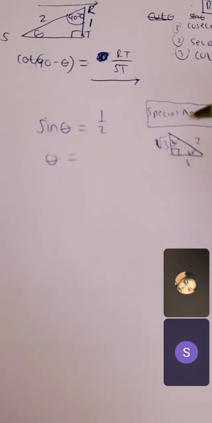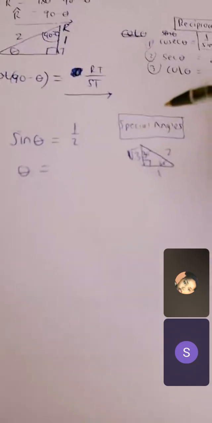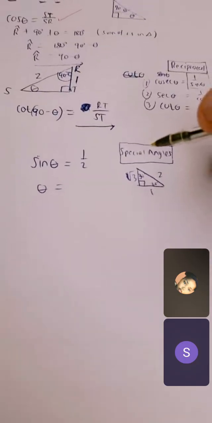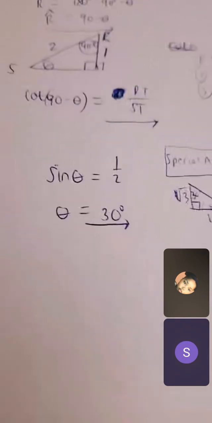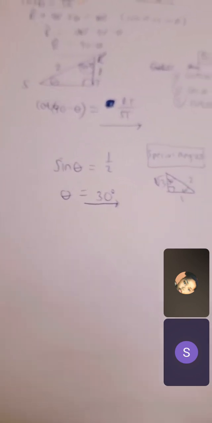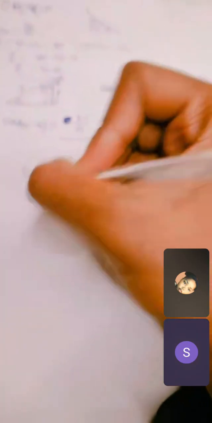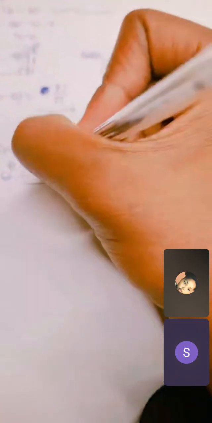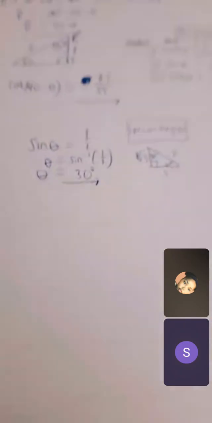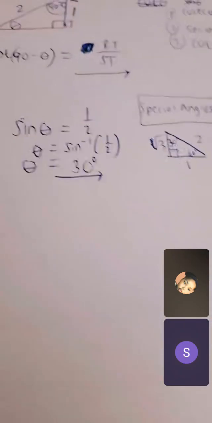The answer is theta is supposed to be equal to 30. Exactly. Try a calculator. How did you do it when you put it in the calculator, Miss? I press shift, then press sine, then it shows me sine to the power of minus 1, then it shows bracket, then 1 over 2.